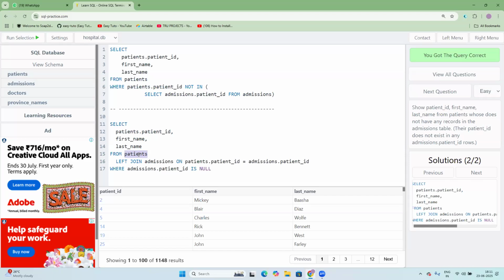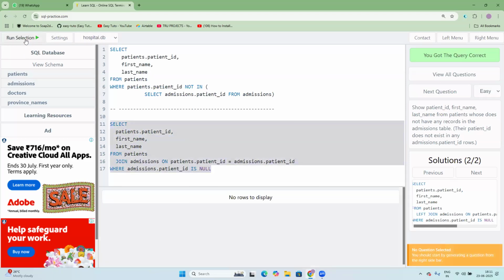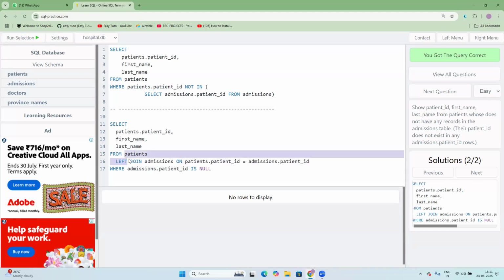Once I join this, admission patient ID should be null. If I just inner join it, see, this is the whole situation when I inner join it. That's why we left join, because I want from the patients table whoever is left off. I want them.